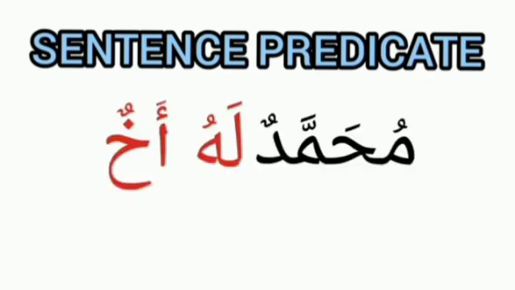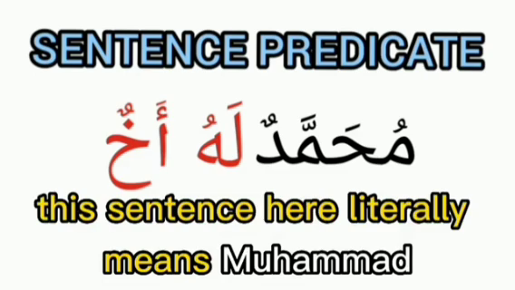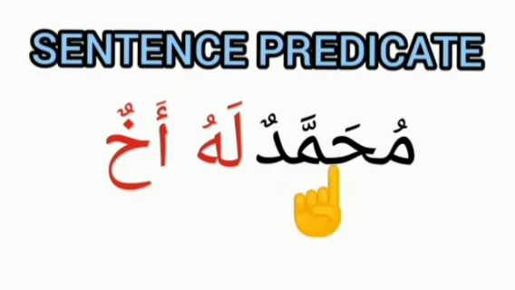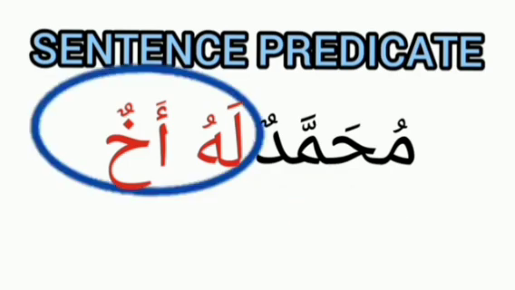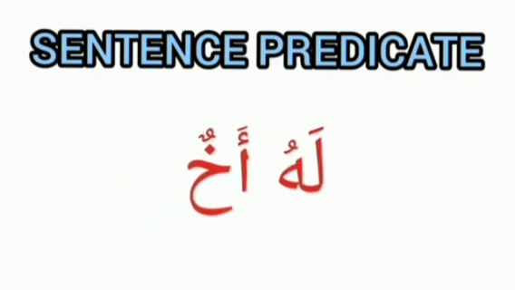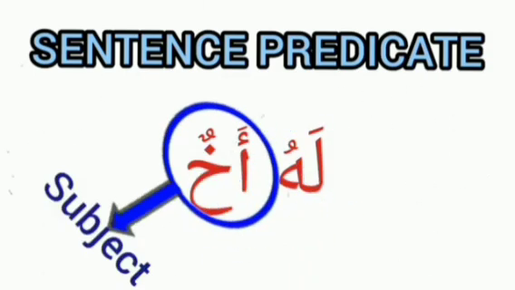Here we have Muhammadun lahu akhun. This sentence here literally means Muhammad for him is a brother, but is translated as Muhammad has a brother. Muhammad in this sentence is the subject or mubtada, and lahu akhun is a complete nominal sentence coming as the predicate for Muhammad. Let us extract this lahu akhun from this sentence so as to identify its own subject and predicate. Lahu is a prepositional phrase coming as a predicate and akhun is the subject.